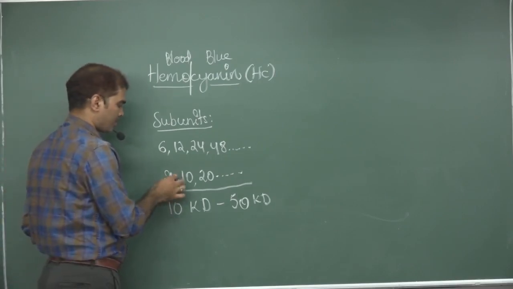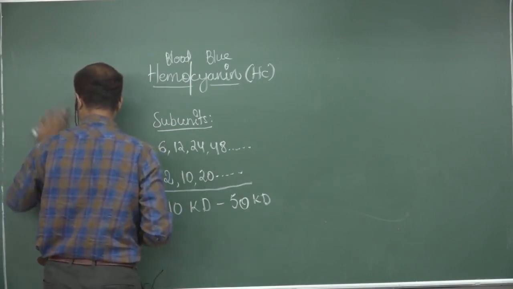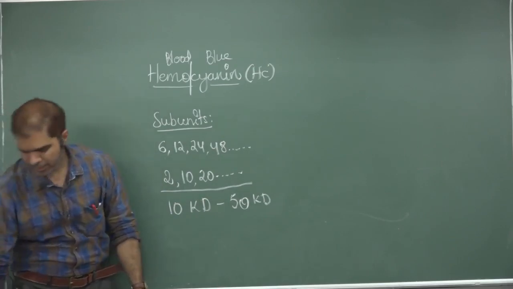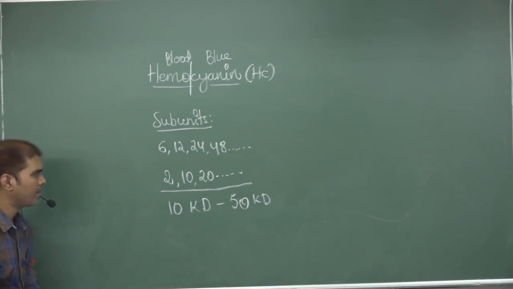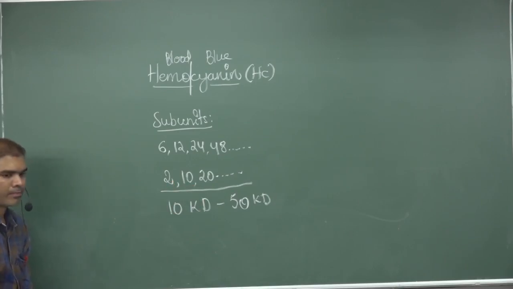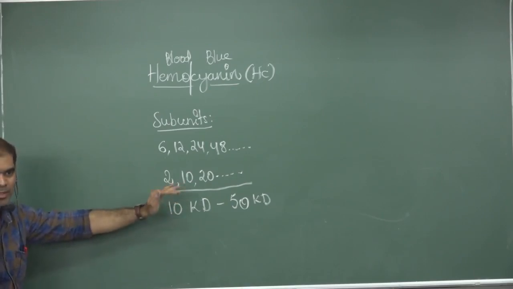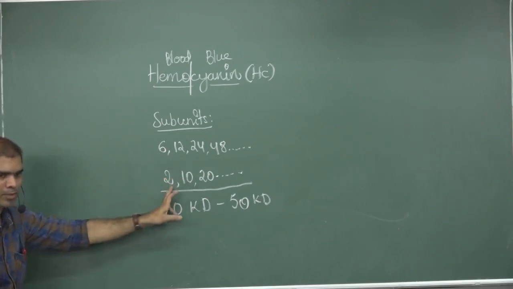Along with this, the other subunits were 2, 10, 20, etc. So anywhere do you find a single subunit? No. So there is no myohemocyanin. There is myoglobin. Myoglobin is a monomer. Myohemerythrin is a monomer. But in this case you don't find myohemocyanin. It means there is no monomer, but there are several subunits, starting from 2, 10, 20.